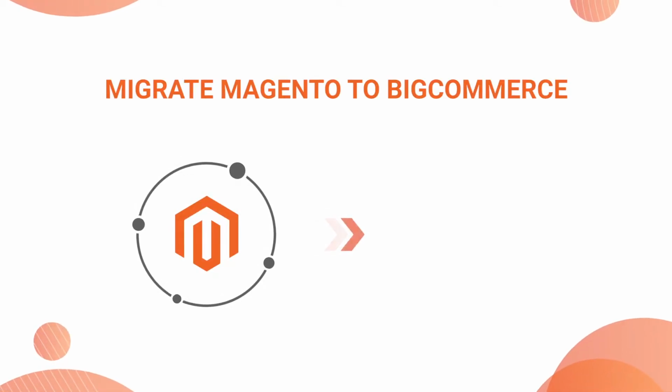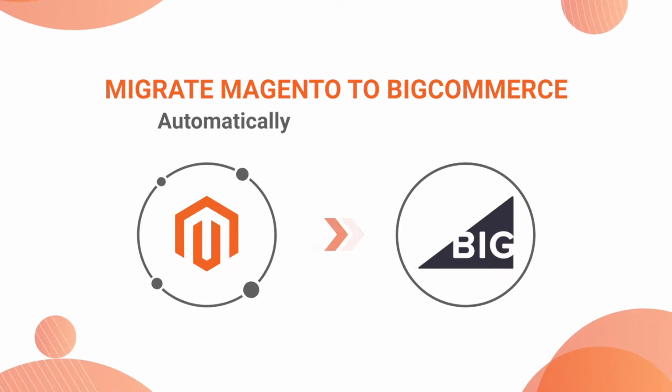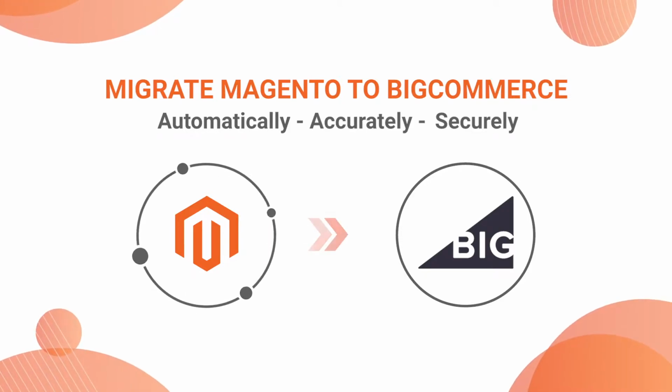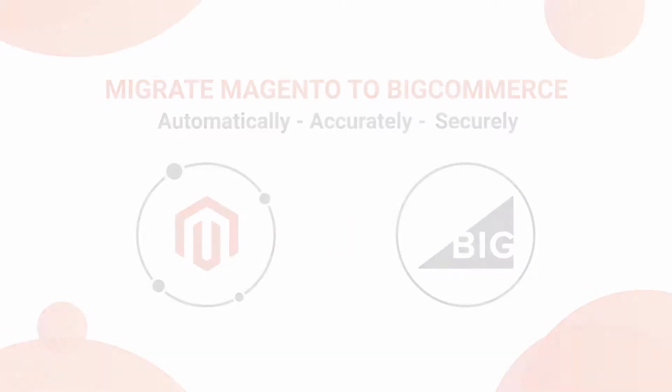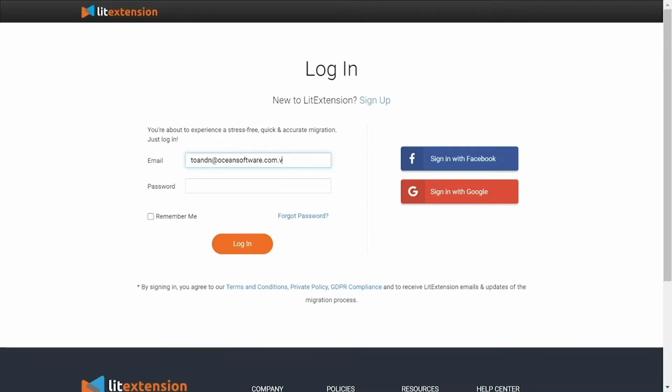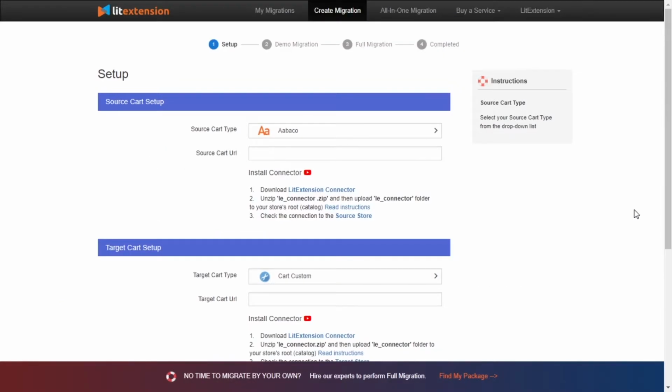In this video, we are going to show you how to migrate from Magento to BigCommerce automatically, accurately, and securely with ListExtension. First, log into your ListExtension account and click Create New Migration. What you need to do is set up your source store and target store.